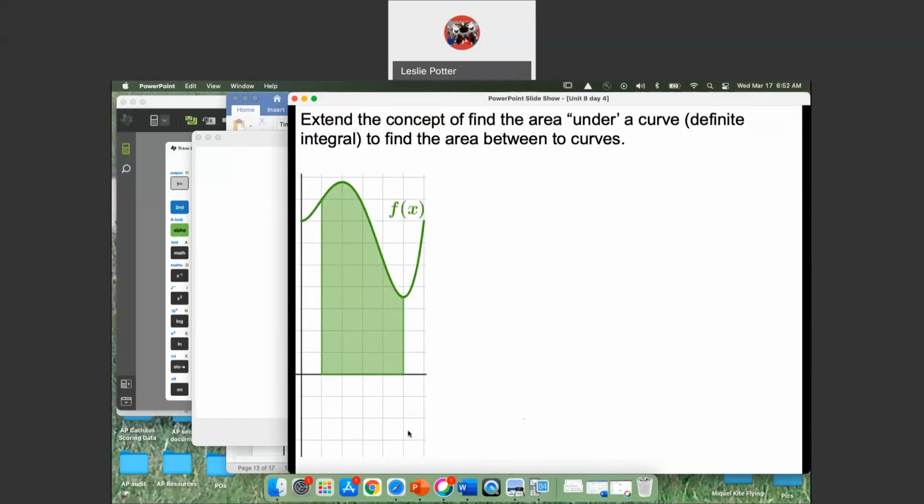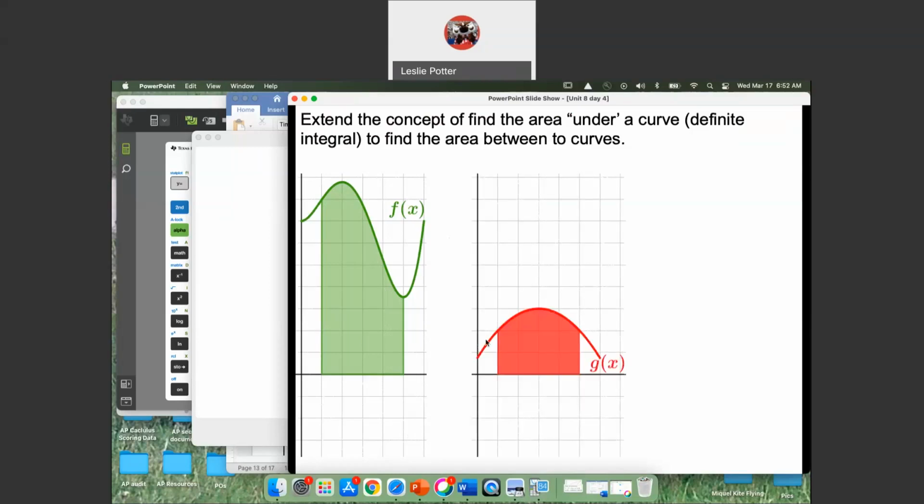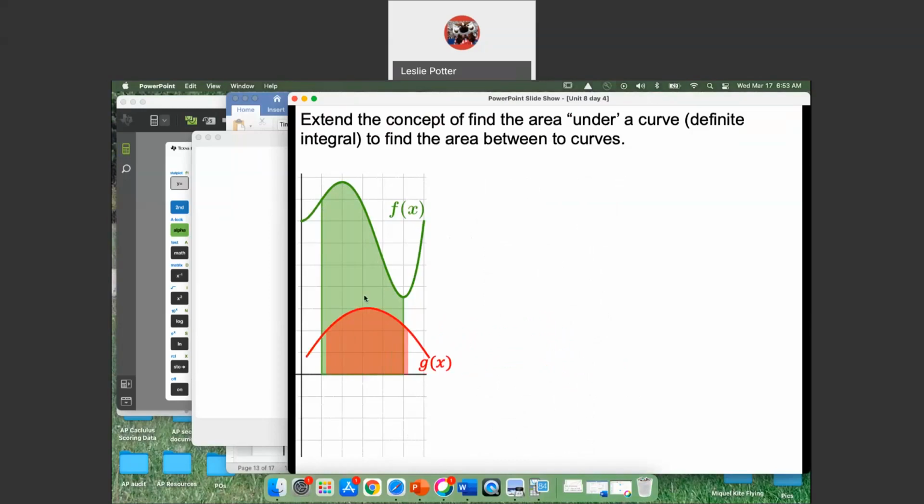So here's our f of x. Now I want to introduce a g of x, and my g of x is this function here. Notice it goes across the same domain, and it has this area between its function and the horizontal axis. And so if I superimpose these two curves, I can generate a region between f of x and g of x. And that's the number I really want. I want just this visible green region, not the stuff behind the red.